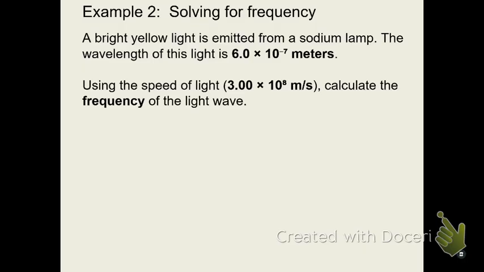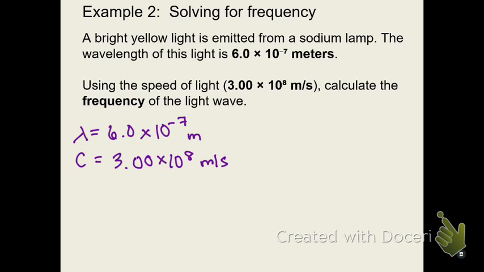So first thing I'm going to do is start setting up my givens. This time I was given the wavelength, which is 6.0 times 10 to the negative 7 meters. Of course, I already know what C is going to be. Anyone? Good. And we're going to solve for our frequency. We always write our givens. Then we're going to write our equation where C equals lambda F.